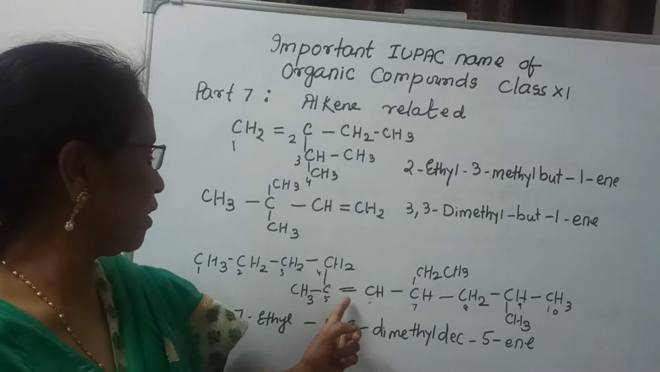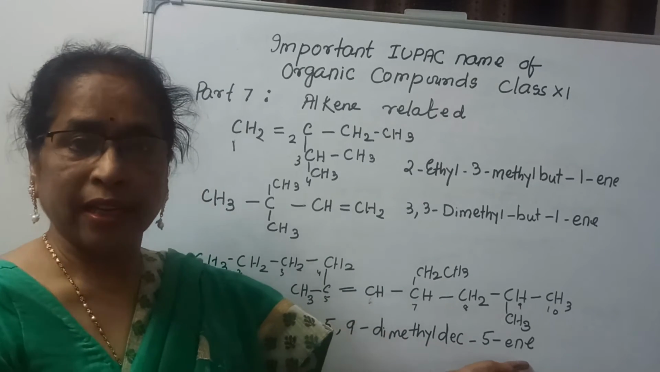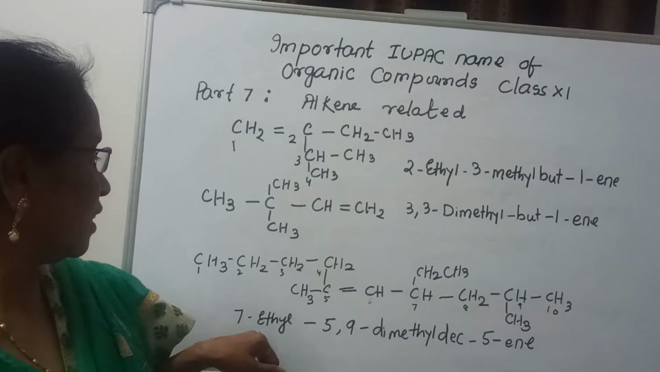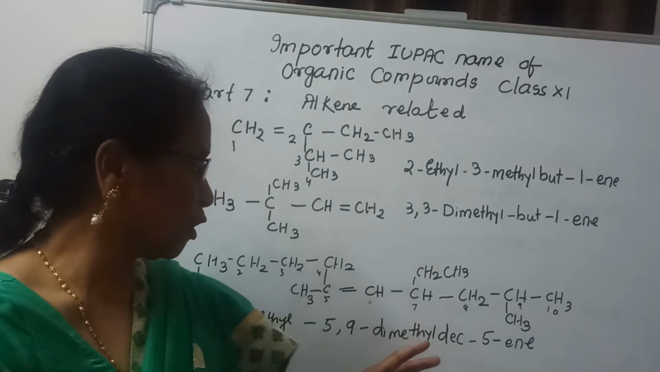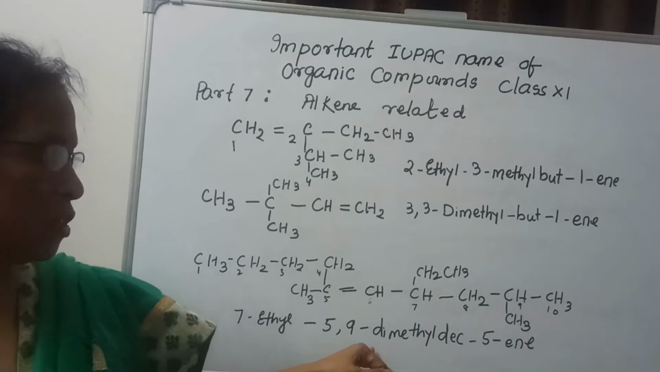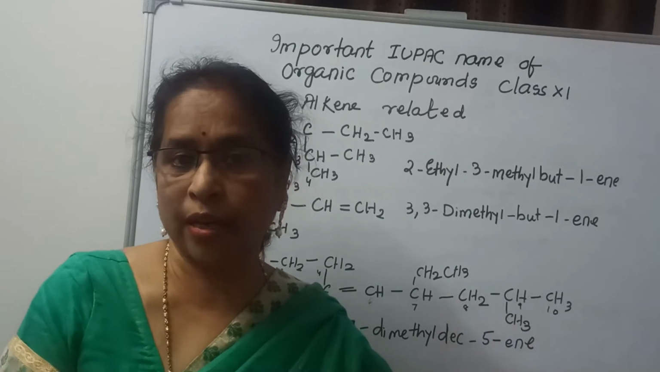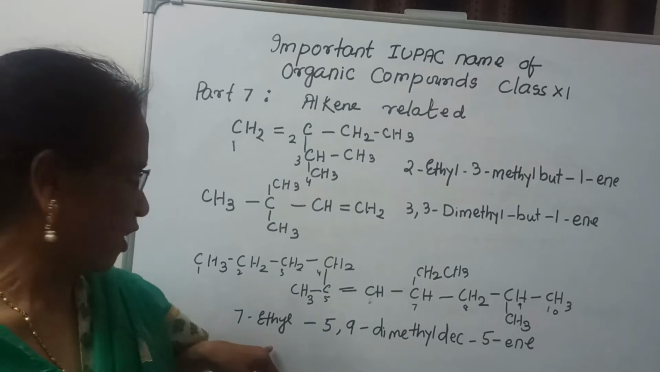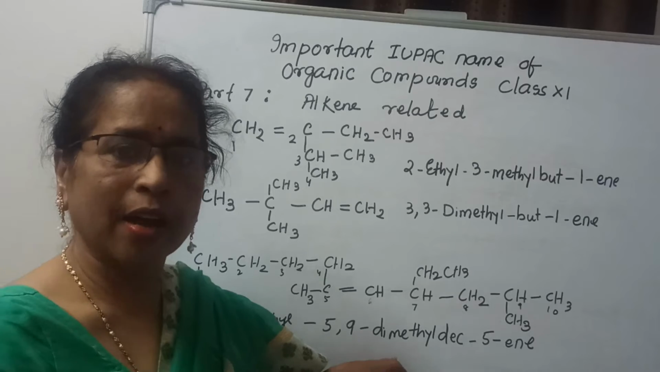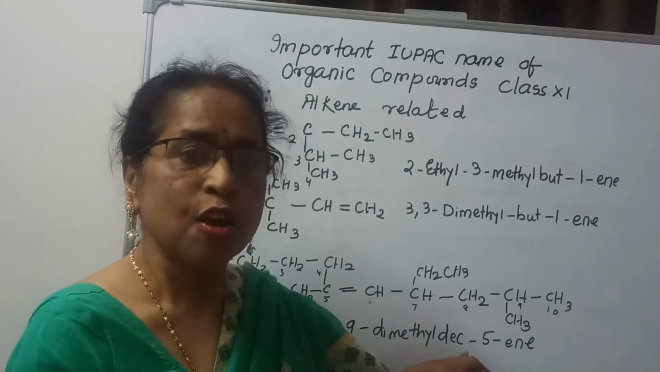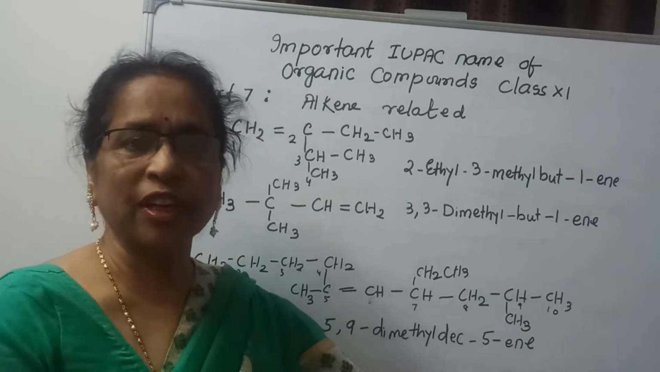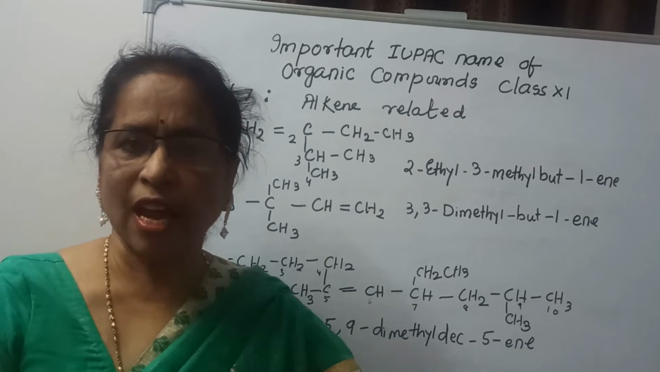After 5 there is a double bond, so 5-ene, and in the 7 position there is an ethyl group, and in the 5 and 9 positions there are 2 methyl groups, 5,9-dimethyl. So what is the name? 7-ethyl-5,9-dimethyldec-5-ene. Dec means that there are 10 carbon atoms.